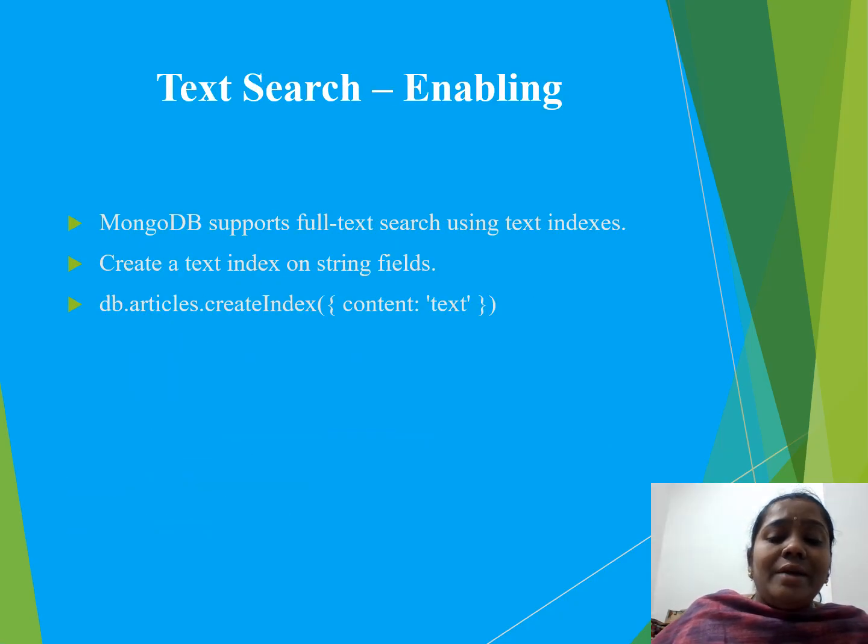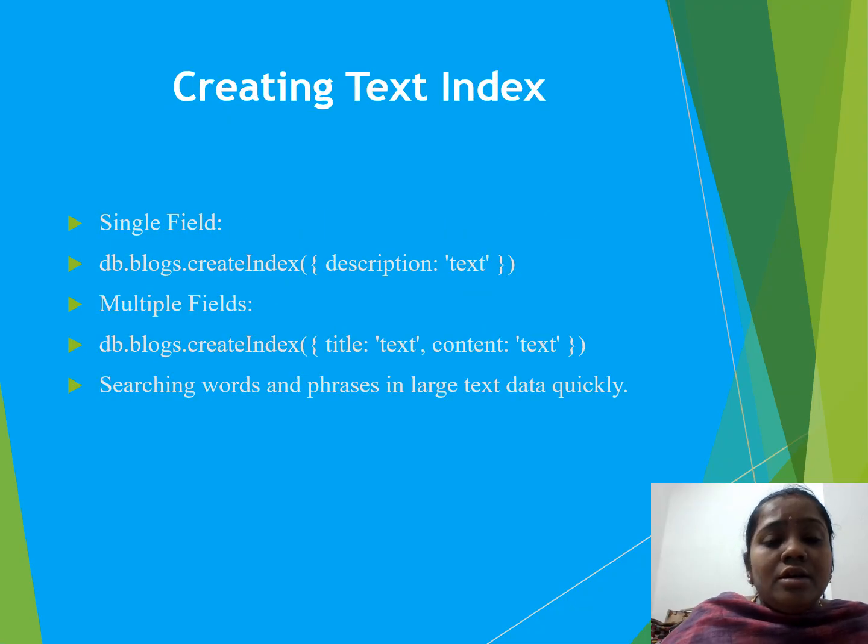After the MapReduce, we come to the concept called text search. This text search is an enabled feature in your NoSQL that supports your text to be searched with full support by creating an index for the text search. So this is otherwise called the enabling method in your NoSQL. The example of this is given as db.articles.createIndex. So this is another example for creating your text index.